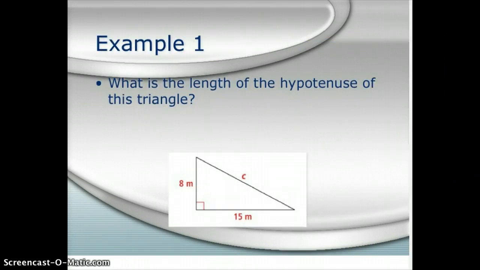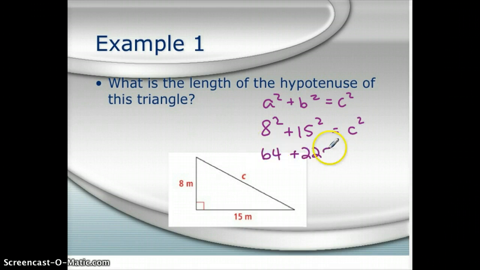I want you to use the Pythagorean theorem to find the length of the hypotenuse of this triangle. Since you practiced it so much last year, try to do it before I even solve it, but if you forget, you can follow along with me. We're going to start out. These are both legs, so I'm going to use a squared plus b squared equals c squared. In this case, 8 squared plus 15 squared equals c, the hypotenuse, squared. 8 squared is 64, 15 squared is 225, that's still going to equal c squared.